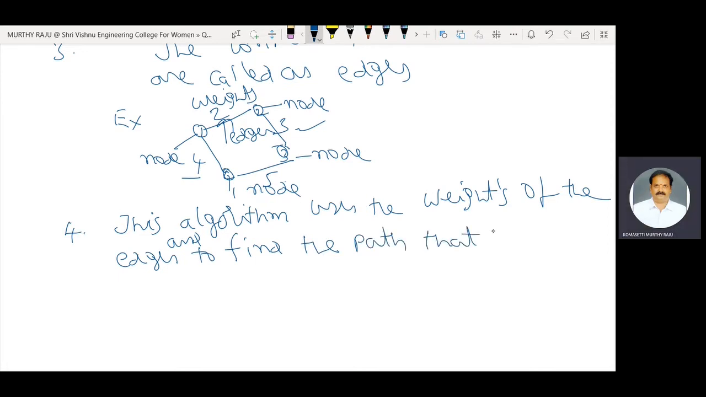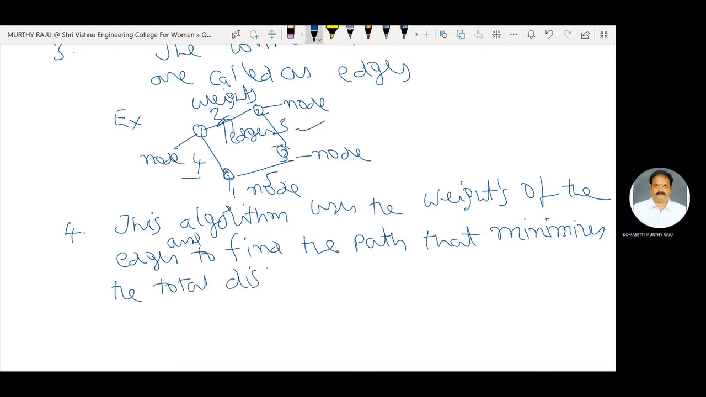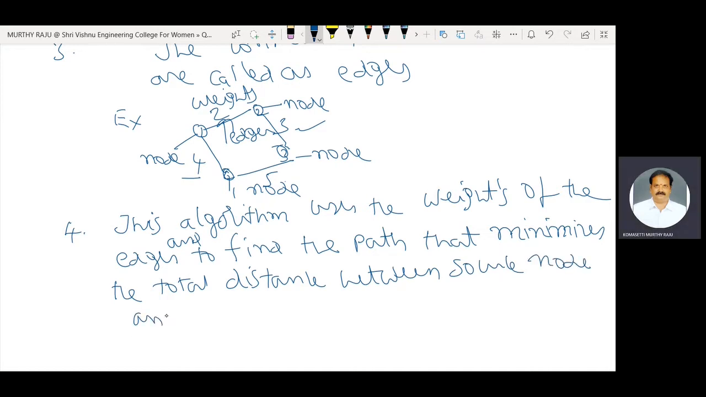That means the shortest distance path that minimizes the total distance between the source node and all other nodes.